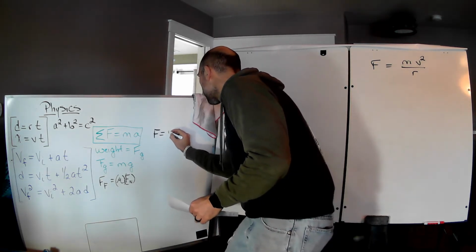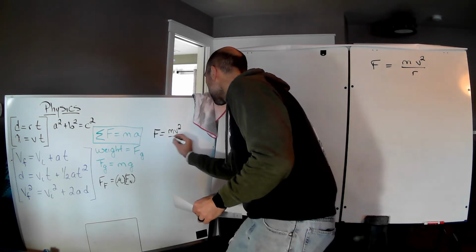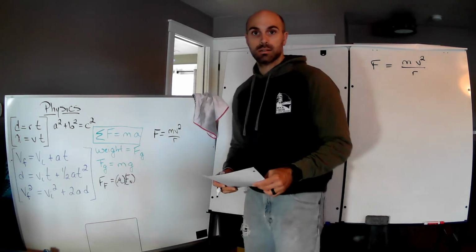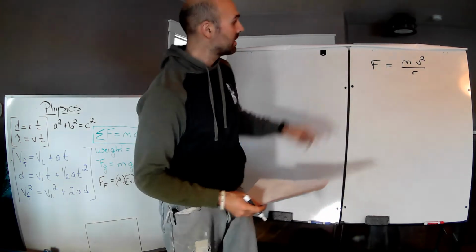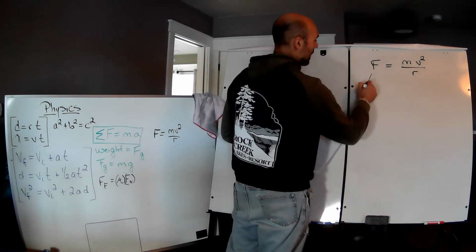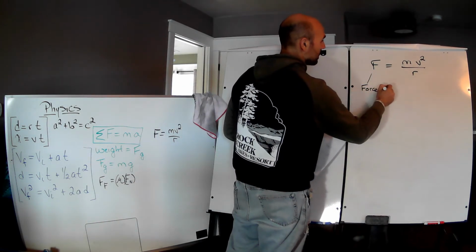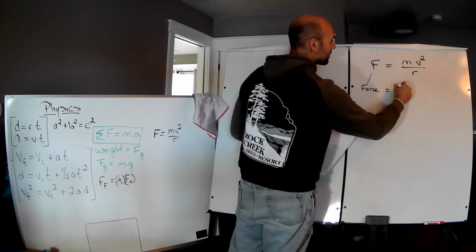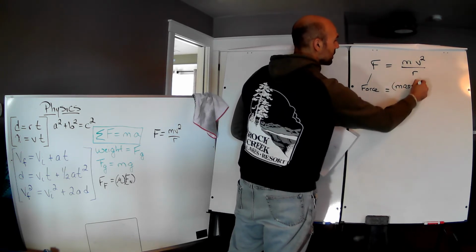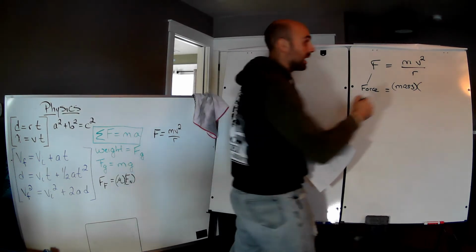F equals mv squared over r. So what does this mean? Well, F is the force. That equals the mass of the object times v, which stands for velocity.